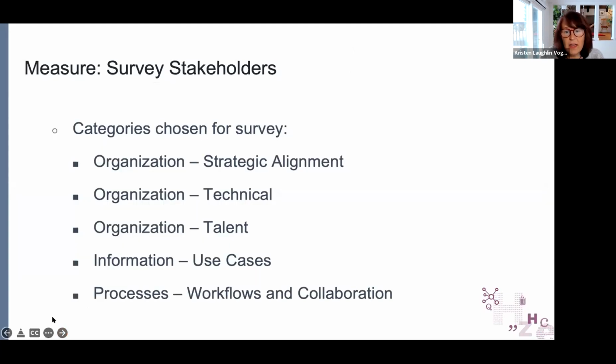Next slide. So I decided to survey my stakeholders on 5 areas within the capability model. We wanted my project to really focus on areas where my project team and I could directly affect change in the organization through shifts in culture and awareness and appreciation of the value of DAM. These were the top areas where we saw potential for greater understanding and standardization having a really large impact. So we looked at within organization, all 3 of those areas: strategic alignment, technical, and talent. And then within information, use cases, and within processes, workflows, and collaboration.